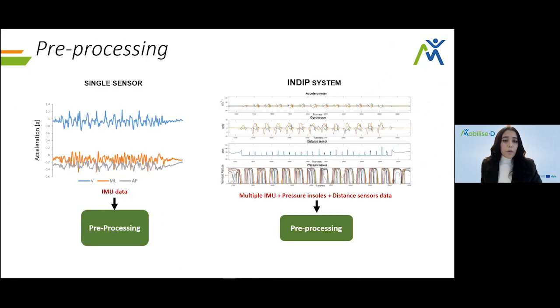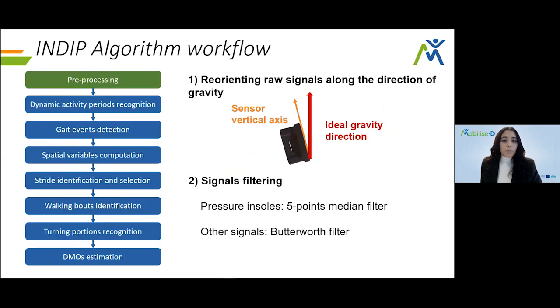So starting from the pre-processing phase, also for the HINDIP as for the single sensor, the raw data is pre-processed. In particular, the vertical component of each raw variable is reoriented along the gravity direction, and signals are filtered to improve the signal to noise ratio.